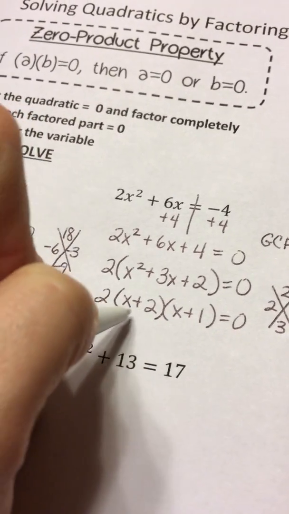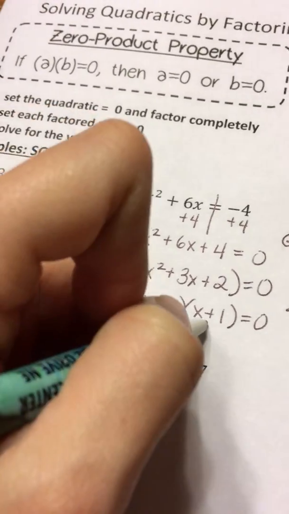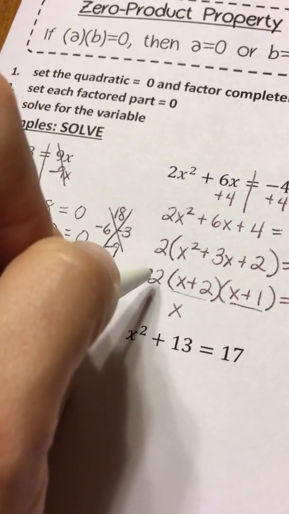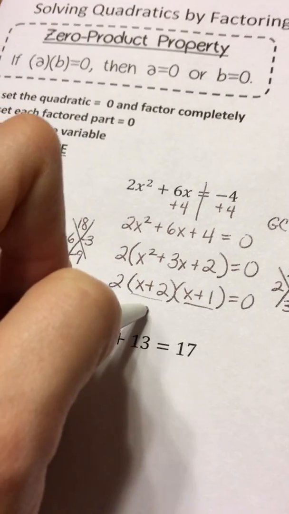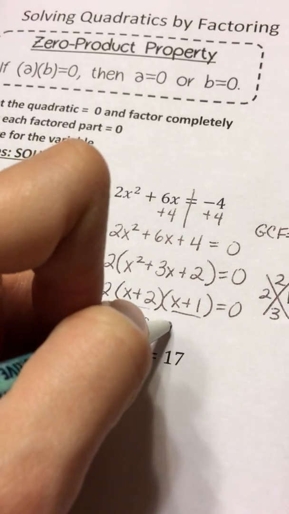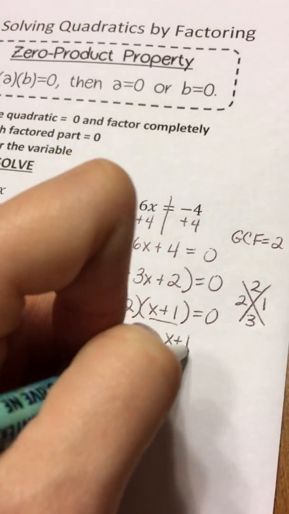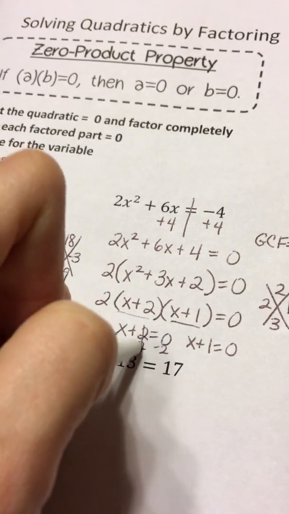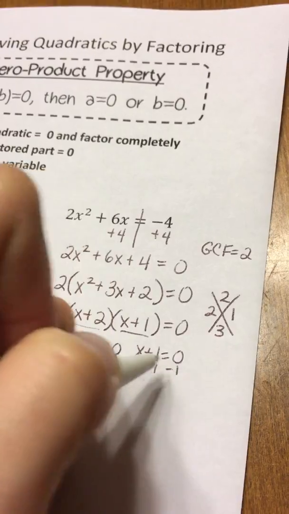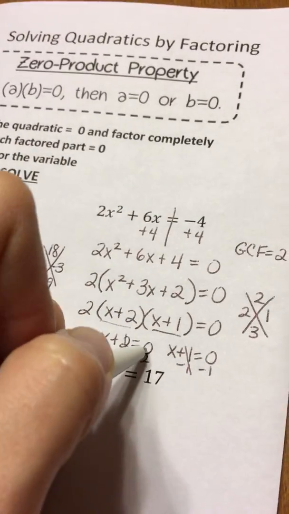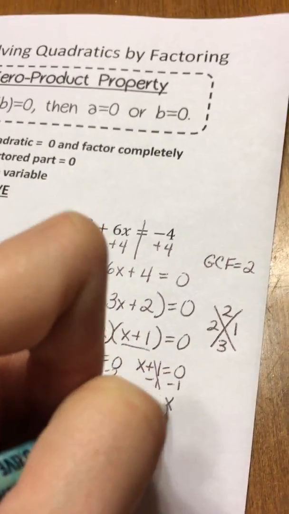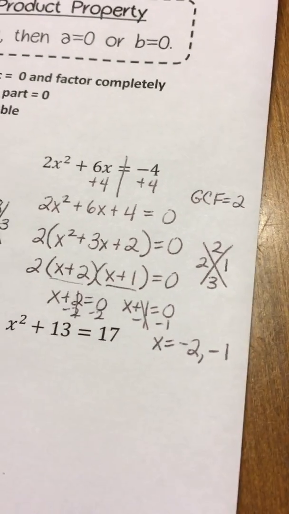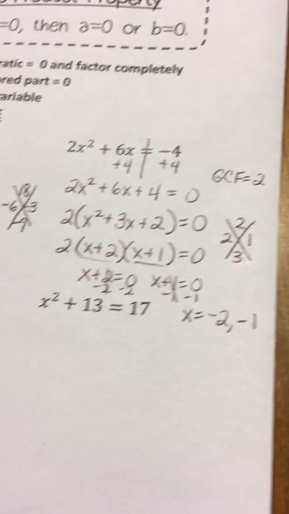So then the next part, each thing with a variable, these parts you set equal to 0. You don't have to worry about the 2 because you can't do 2 equals 0. So you just have to do the parts with the variables. You have x plus 2 equals 0 and x plus 1 equals 0. So if you solve those really quickly, you'd have to subtract 2 to solve this one. You'd have to subtract 1 to solve this one. So you get the answer x equals negative 2, and negative 1. Two answers, negative 2 and negative 1.